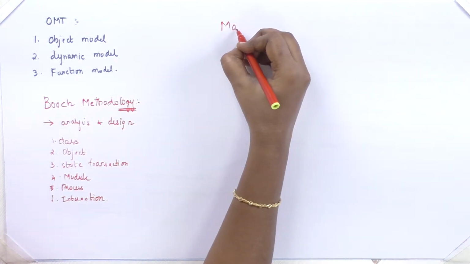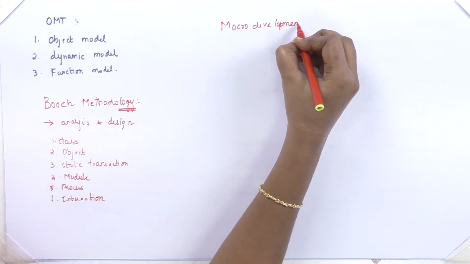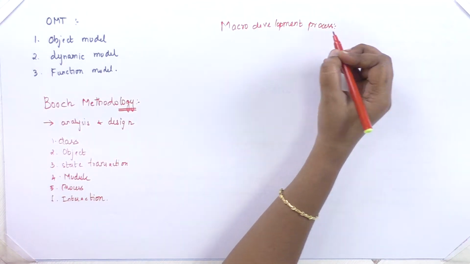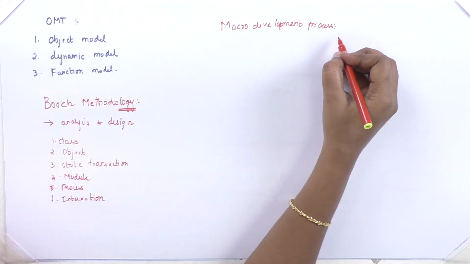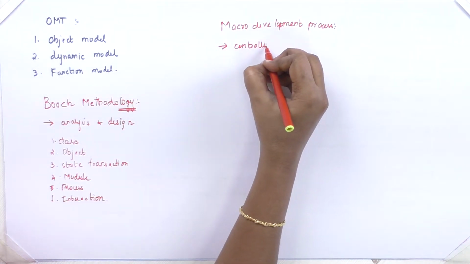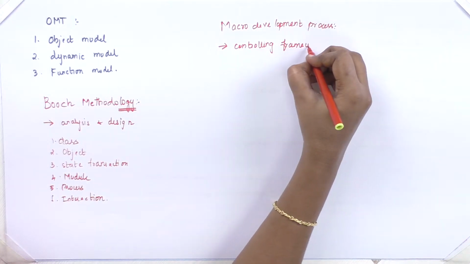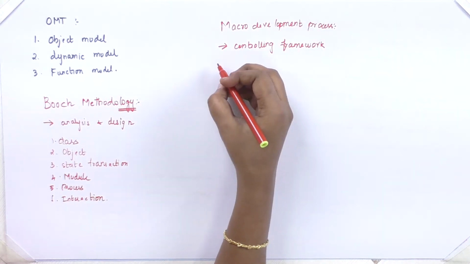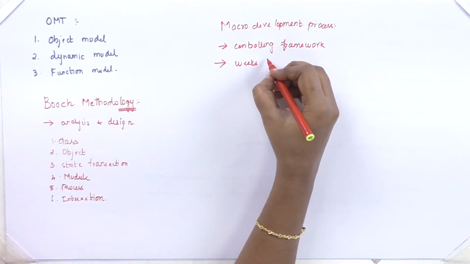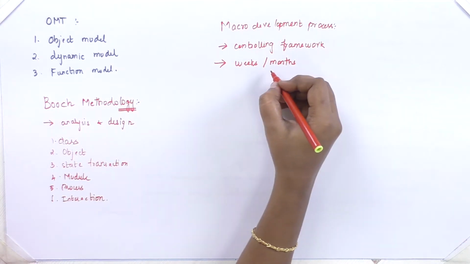This methodology has a macro development process as well as a micro development process. First, let us see the macro development process. The macro development process controls the framework of the micro process. As it is controlling the micro processes, it will take place over weeks and months. So designing of this macro development process will take weeks and months.